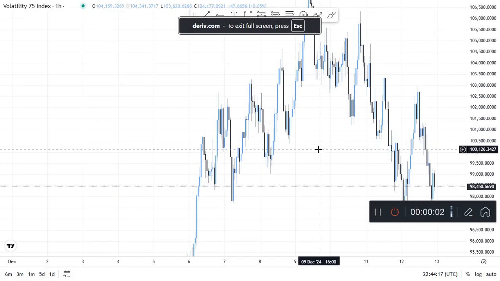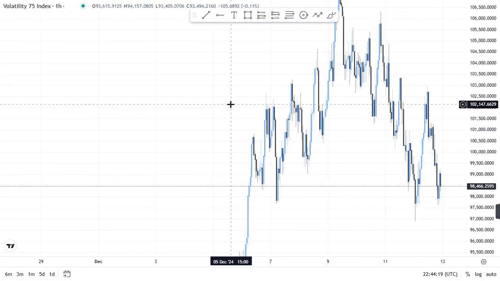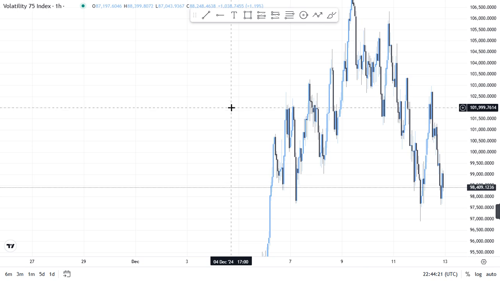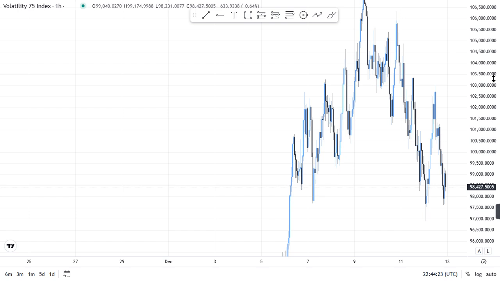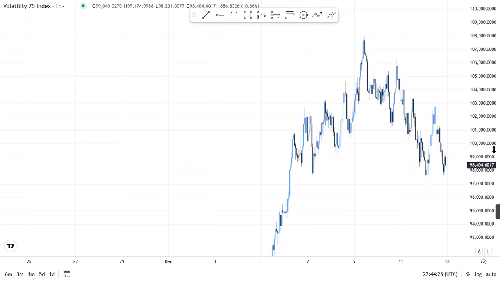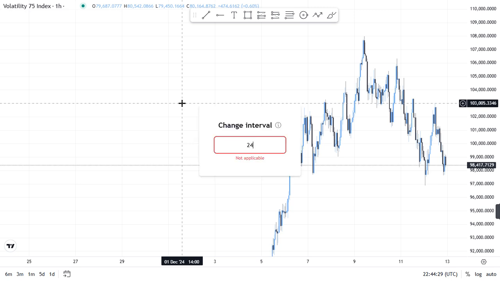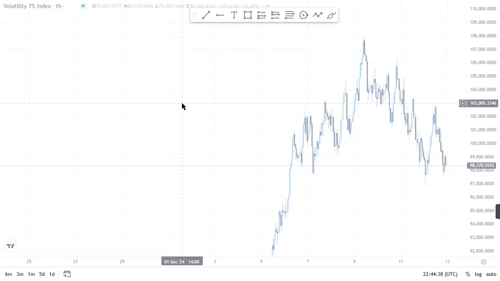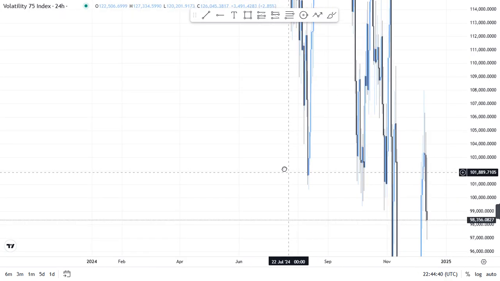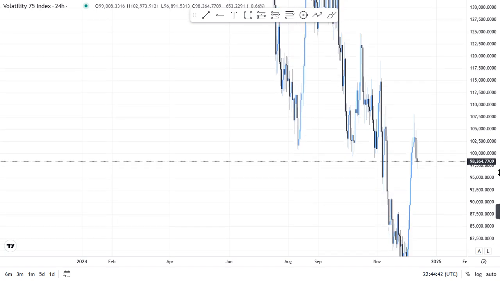Okay, so we're talking about how to analyze and trade Volatility 75, or any volatility index pair for that matter. So how do we analyze it? First of all, we go to our higher time frame. Let's start with the daily chart. Sorry, I forgot, it's the 24-hour chart. Start by going to our higher time frame to see what the market is doing.